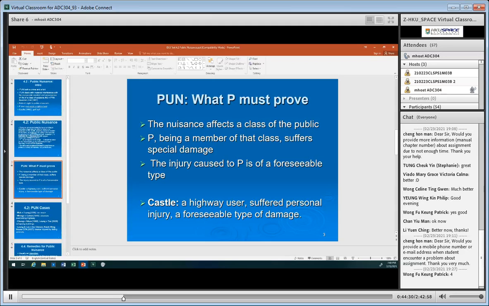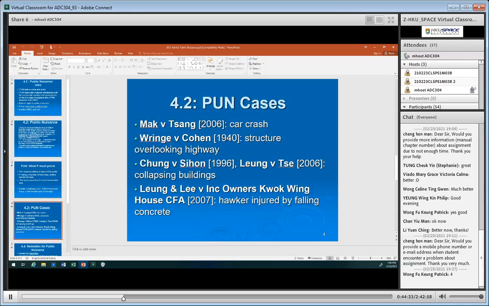Okay. All right, so with regard to cases, again, these are all just examples. I mean, each case does turn on its facts, but I think Mack and Chung involved a car crash in which there was a public nuisance claim because they had been blocking the highway. Ring and Cohen, again, structure overlooking a highway. So there are lots of highway cases when it comes to public nuisance. But in Hong Kong, watch out for things falling from property, from buildings, Leung and Chair. Chung and Sion is a case not in your course manual, but it involved objects falling from a building.